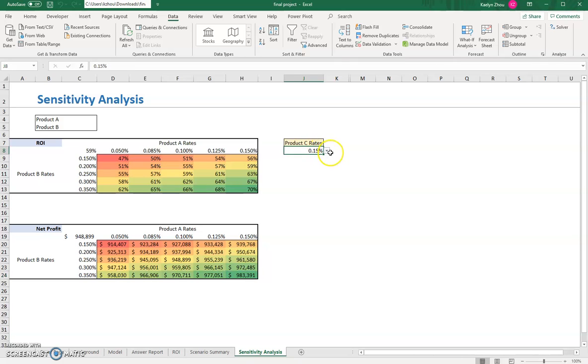Product C 0.15 is the baseline. We can also change that to 0.2, so we will have higher ROI and a higher net profit. If we lower the rate to 0.1, we will have lower ROI and net profit. This could show us what the risk will be if we change this rate.